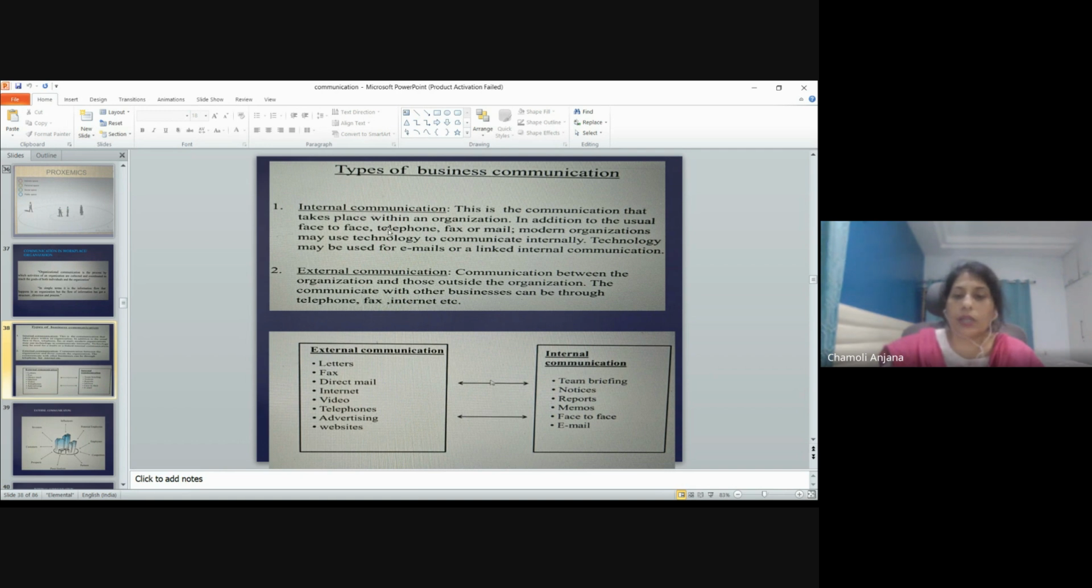This internal communication can be done through notices, reports, memos, or face-to-face communication, where the team members sit together and discuss an issue, or through emails between the departments, from one office to the other office. All that communication between the various departments, or between one office and the other office of the same organization, is called internal communication.